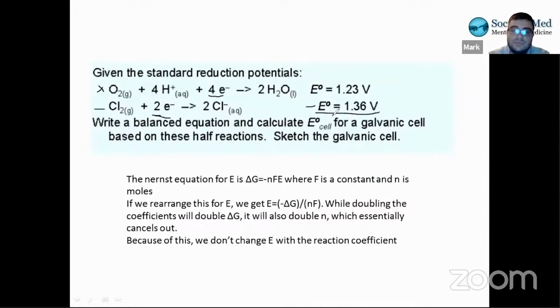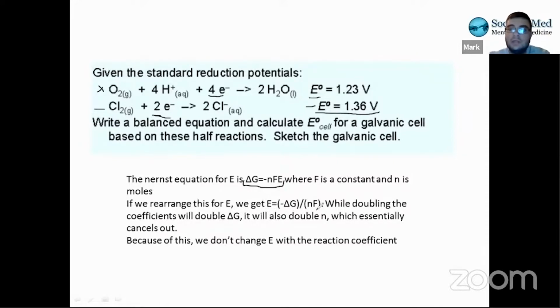N is moles, right? And this is if they give you, say, E and N, and they want you to find delta G, you would use this Nernst equation. For our purposes right now, we're going to be trying to figure out how this relates with E. So we want to rearrange this so E is isolated on its own. And E is this E, by the way. If we isolate it, rearrange it, E equals negative delta G over NF.